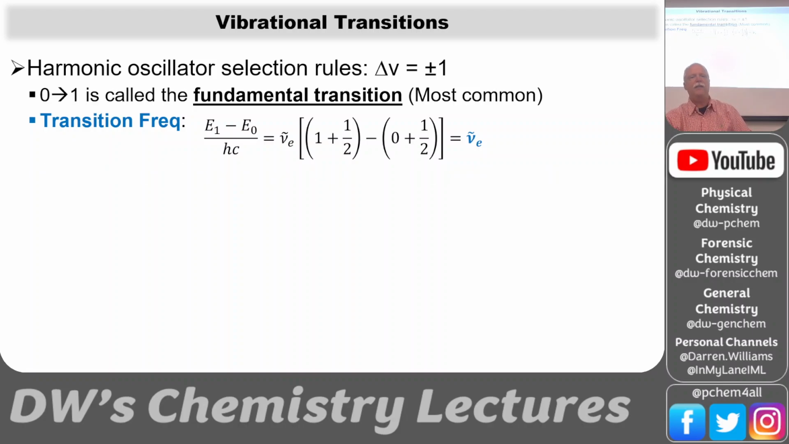So transitions, here's the transition equation. From 0 to 1, our quantum numbers are plus or minus 1 for V. So we can put 1 in here for V and subtract 0 when V equals 0. And notice how the 1/2s cancel. And we have 1 minus 0, which is 1. So our transition equation for plus or minus 1 is just the vibrational frequency.